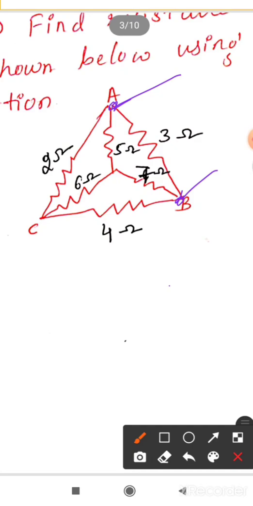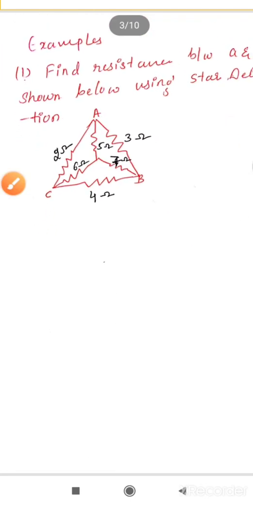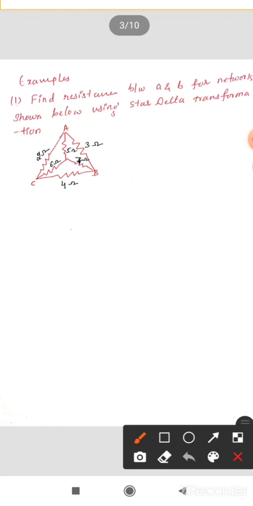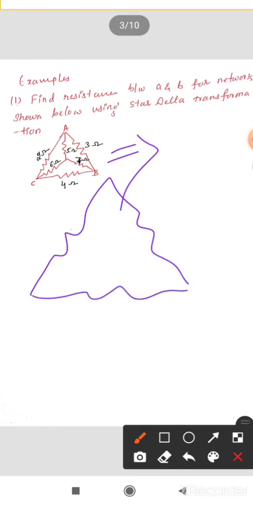So observe the entire network keenly. Inside that network, if instead of the star it was a delta, it would be easy for us. Let me draw just a skeleton of this. This will be the outer side. It will be A, B, C. Whatever we have inside is a star connection.